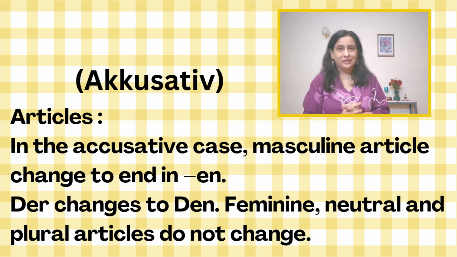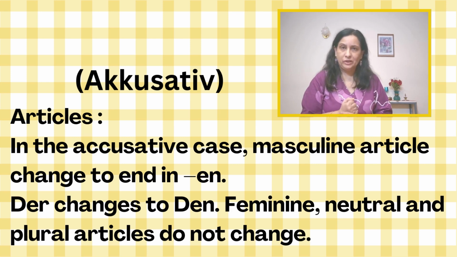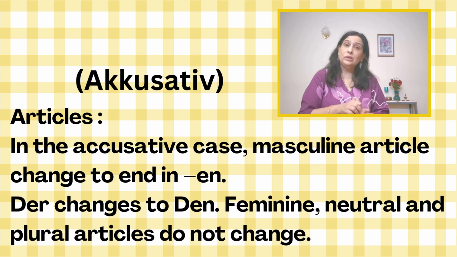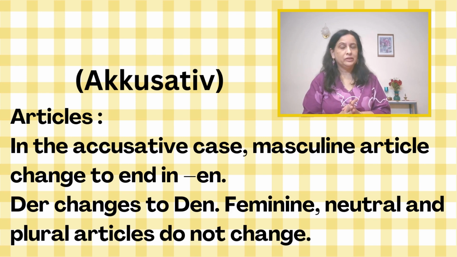First we will take the definite articles and how they change. Actually there is a separate video on my channel on the definite articles. You can go through it, so you will get a clearer idea of how they change. Considering the accusative case, only the masculine form changes. For example, der changes to den. For the feminine, neutral or plural form, there won't be any change. The definite article will be the same. Only the masculine definite article will change here in the accusative case.